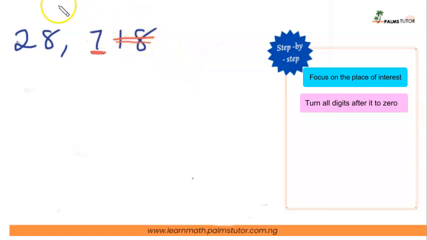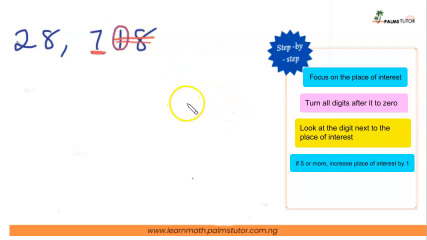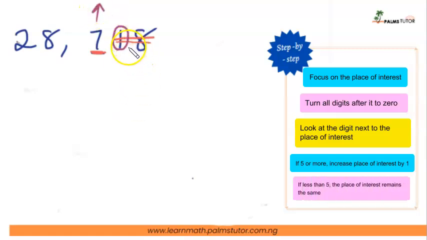And then what should you do? Look at the digit immediately after your place of interest. In this case, it is this place. This one determines what happens to this. If this is 5 or more, so your attention should be on 5, then this goes up by 1. If it is less than 5, then it remains the same.